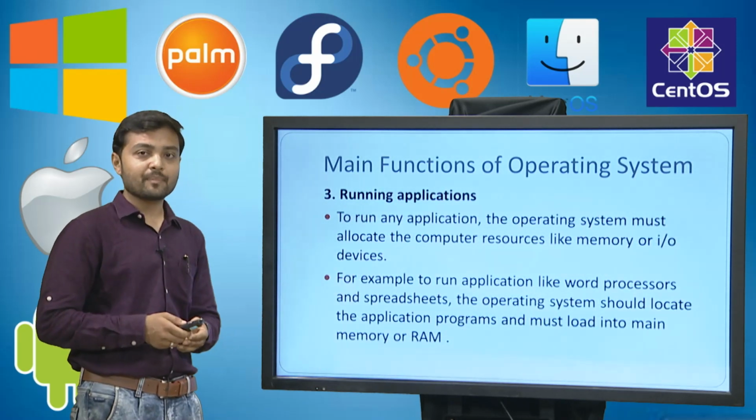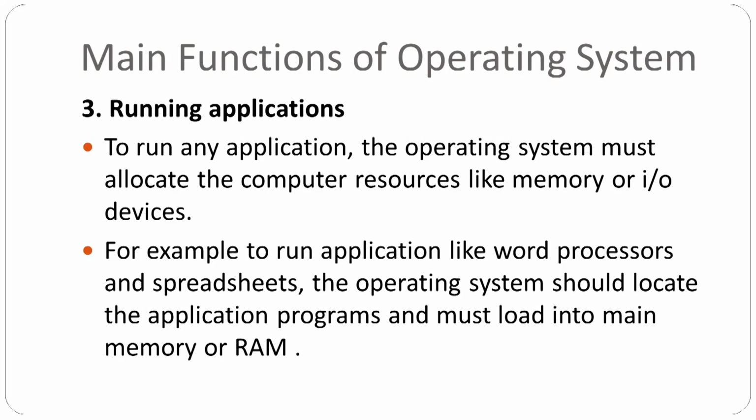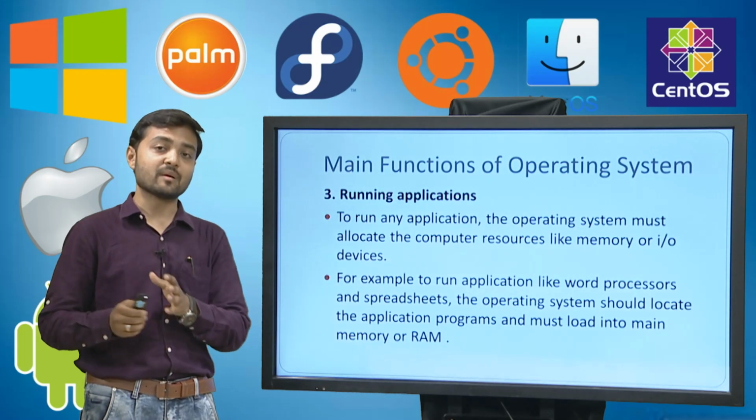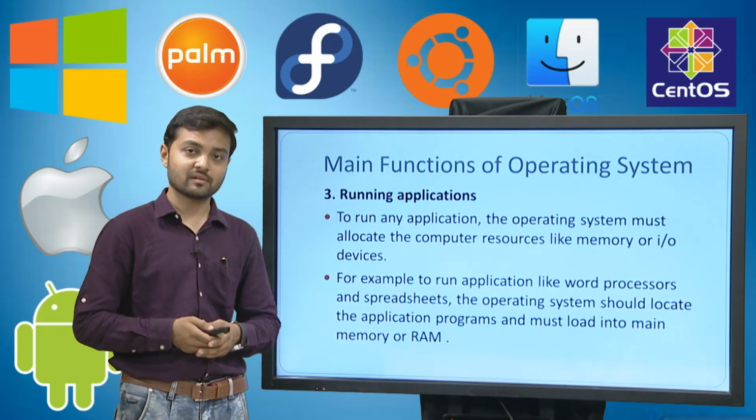Next is running applications. To run any application, the operating system must allocate computer resources like memory or IO devices, as we have seen in the last few slides. For example, to run applications like word processors and spreadsheets, the operating system must load that application program into main memory, which we normally call RAM.